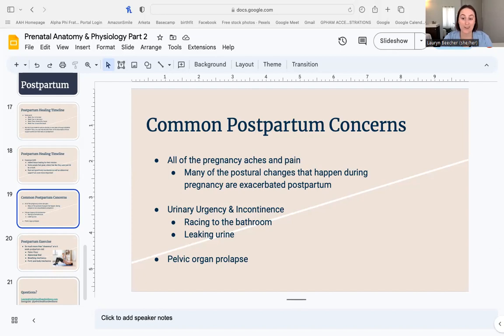In the very, very early days postpartum, many people experience urinary urgency and incontinence or leaking urine. So racing to the bathroom, not quite getting there in time. Those first few days postpartum, I don't worry about this at all, especially if you had a vaginal birth. But if this is lingering more than a month, more than 2 months postpartum, or it starts happening during pregnancy where you're leaking urine, this is something that can be treated through physical therapy.